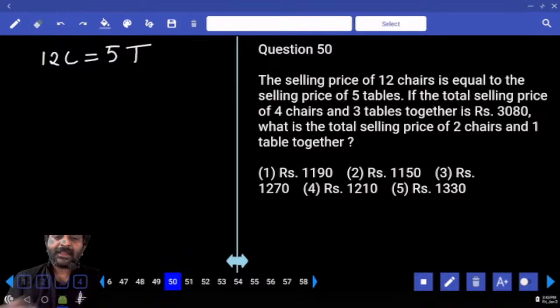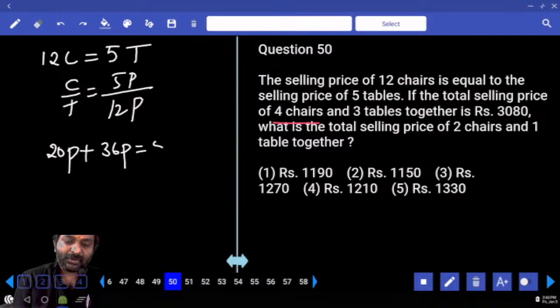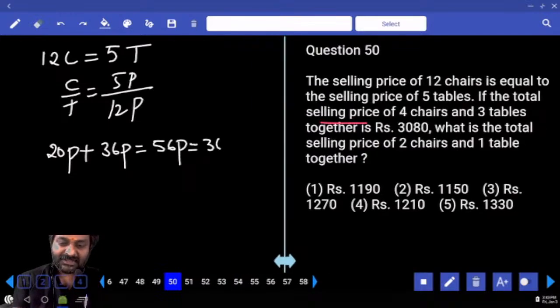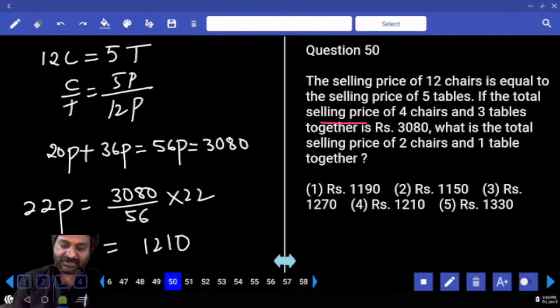If you want to calculate, chair by table is equal to 5 by 12, 5 parts and 12 parts. 4 chairs cost 20 parts. 3 tables cost 36 parts. Together 56 parts is equal to 3080. 1 part is equal to 3080 by 56. Now we need 22 parts, which is into 22. Calculate, 1210 comes.